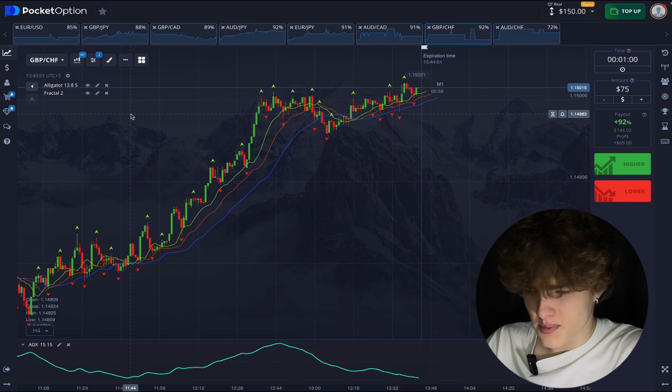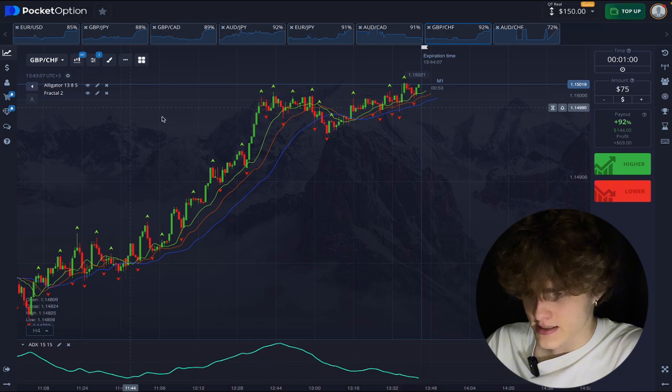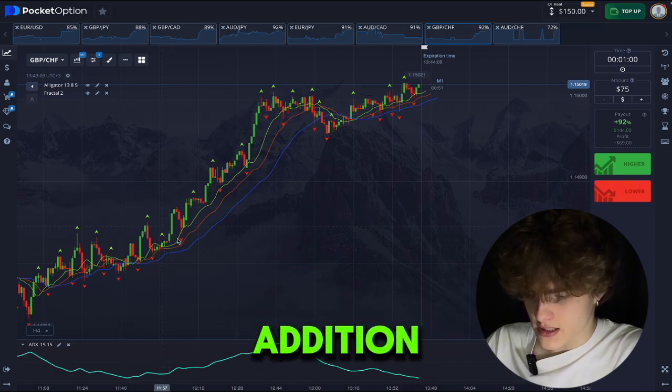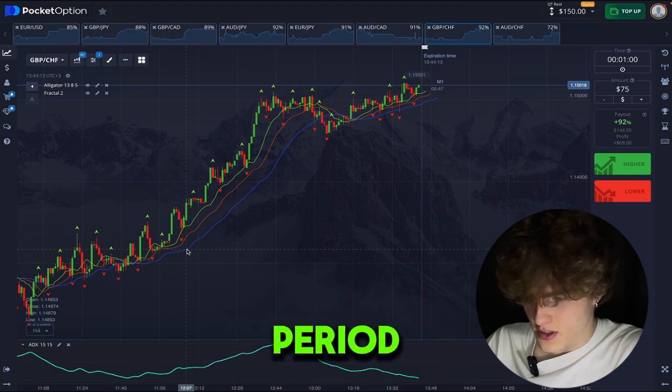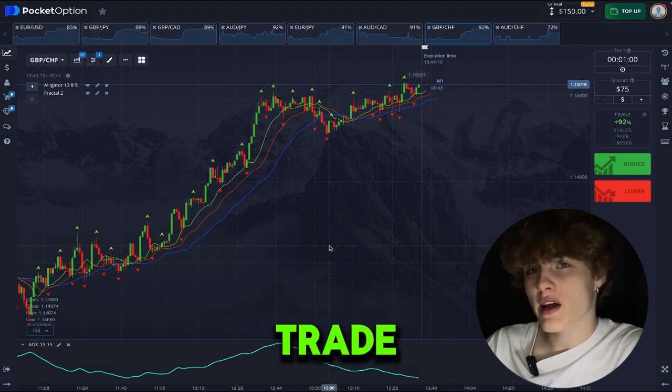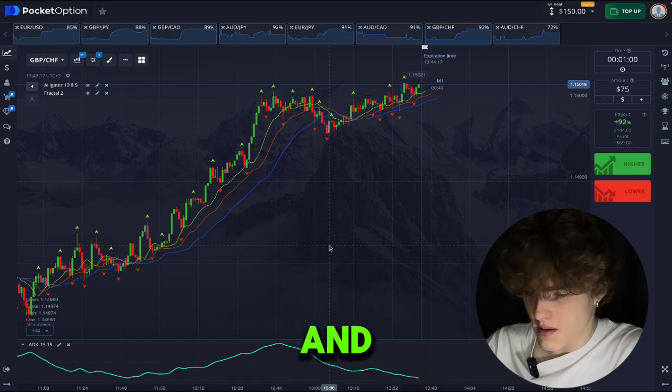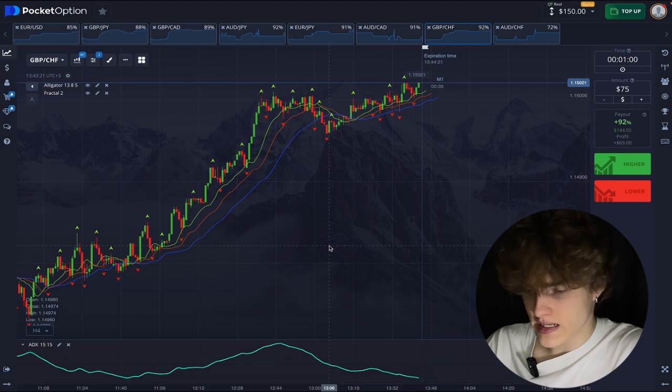So for today I decided to pick the following bunch of indicators, which includes Alligator and Fractal with absolutely default settings, and in addition to that, the ADX oscillator with a period of 15. So today we'll trade only on the trend, and most likely most of the trades will be open in the direction of the trend, I think so.